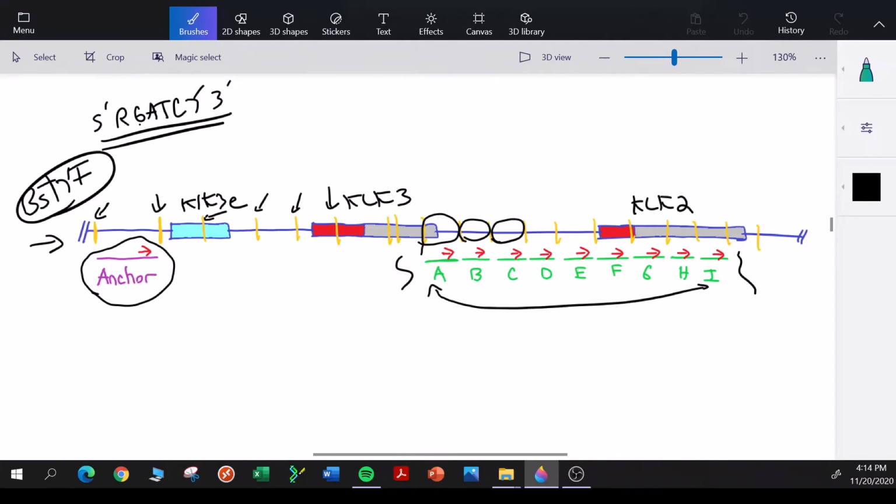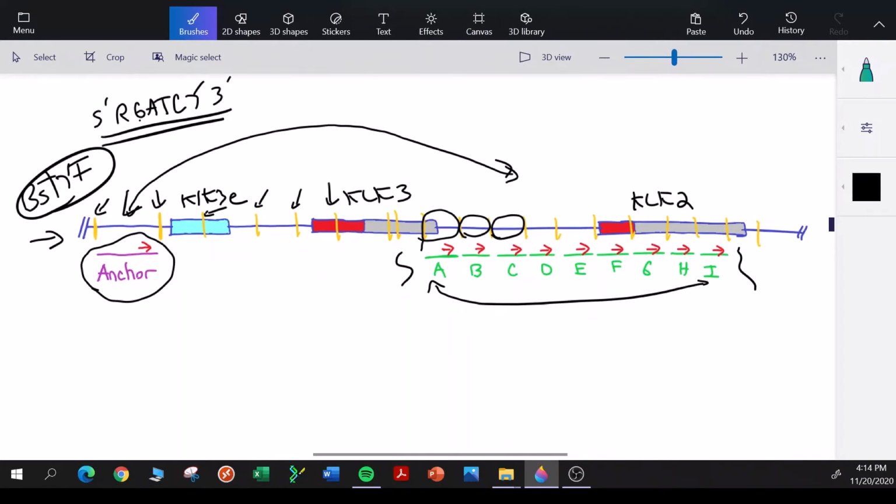So we're going to use the 3C assay to see if this location over here interacts with any of these locations over here. More precisely, we're going to use the 3C assay to see which of these fragments represents the locus that interacts with the anchor most frequently. So we're going to identify which of these fragments the anchor interacts with most frequently with the 3C assay. But we're not going to do it, right? The researchers did this. We're going to see how they did it.